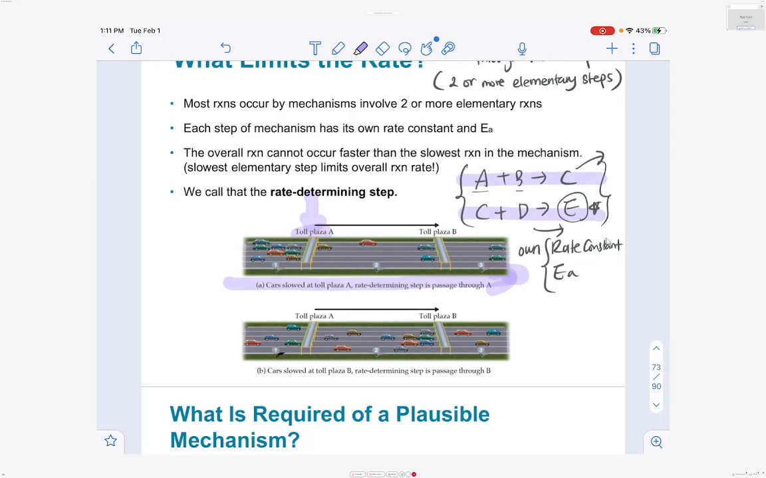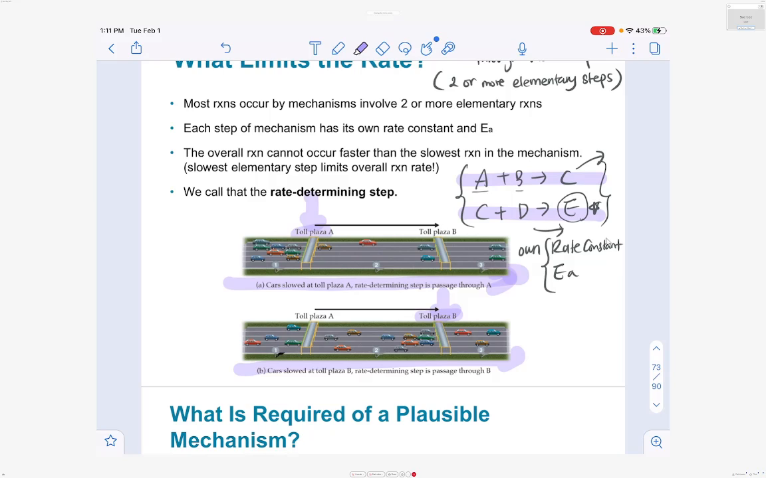So the toll plaza A is going to be the rate determining step for this entire trip. Let's say if toll B is slowing down the vehicle. Then the arrival time to the destination is affected by toll B, and we say toll B is a rate determining step for this trip.